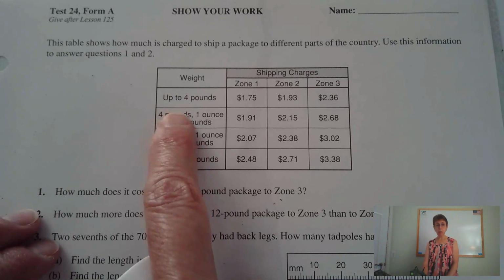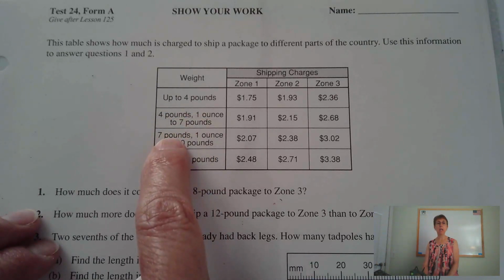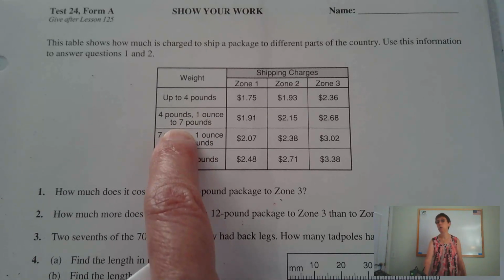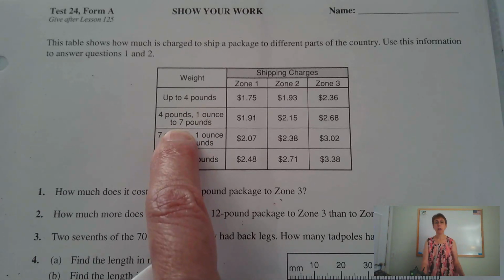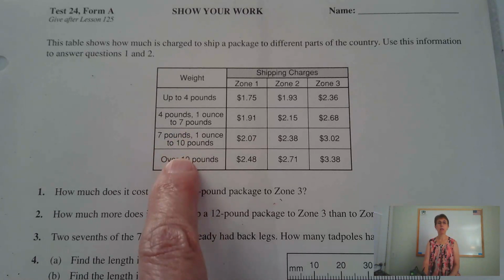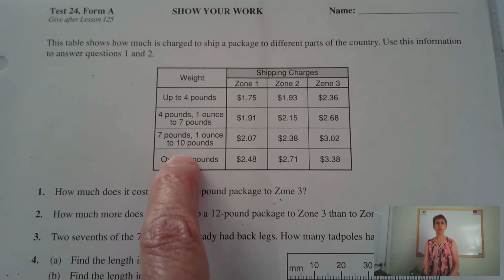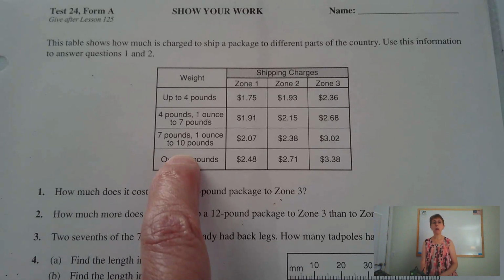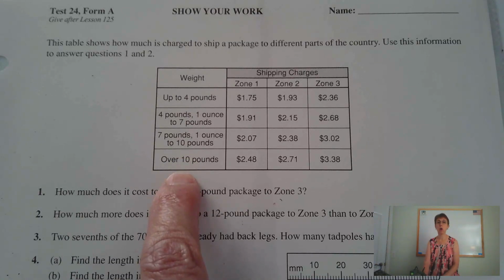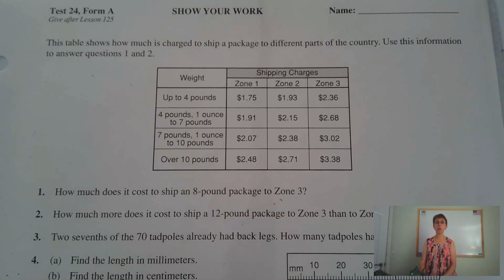So the first one again is up to 4 pounds. Then you have anything that's 4 pounds, 1 ounce, up to 7 pounds. Then the next size package goes from 7 pounds, 1 ounce, up to 10 pounds. And the last category is packages over 10 pounds. Now that you know how the chart is set up, let's take a look at question number 1.